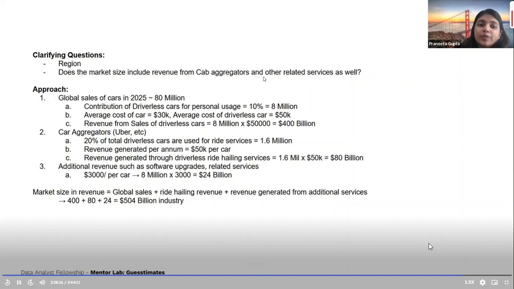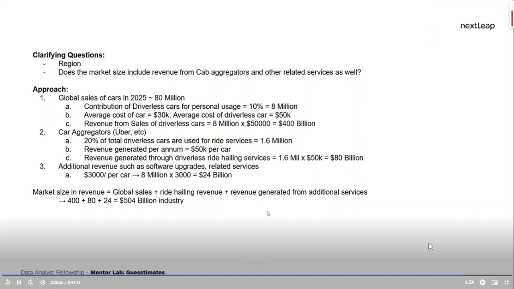So my clarifying question would be, which I think you also asked one: personal usage or other things. Trucks is not something that you would include, since it was written cars, so that should not be a question. But ideally, personal usage or cabs and business usage, that should be the question here. I have included all: global sales from the selling of the car, then what revenue would be generated by the car aggregators, and then additional revenue through the subsequent markets that are created.